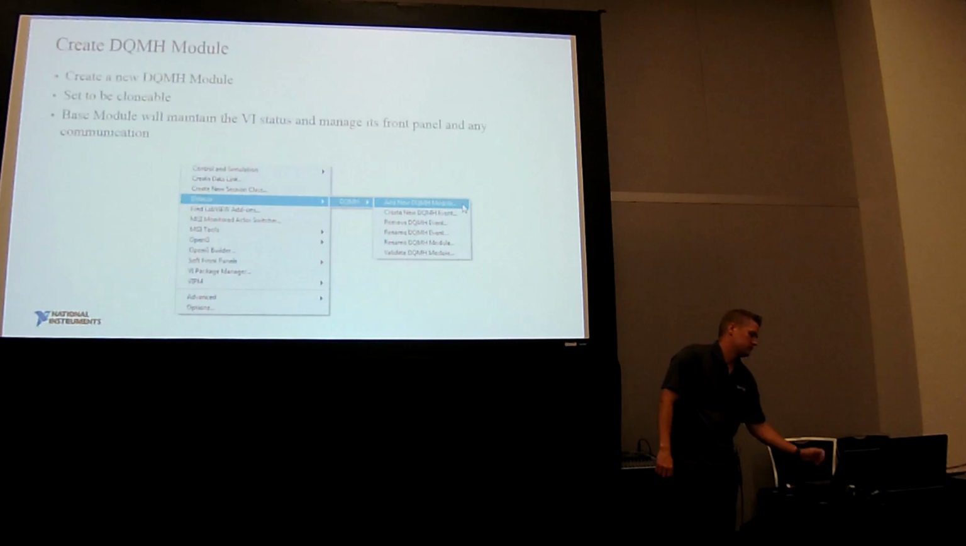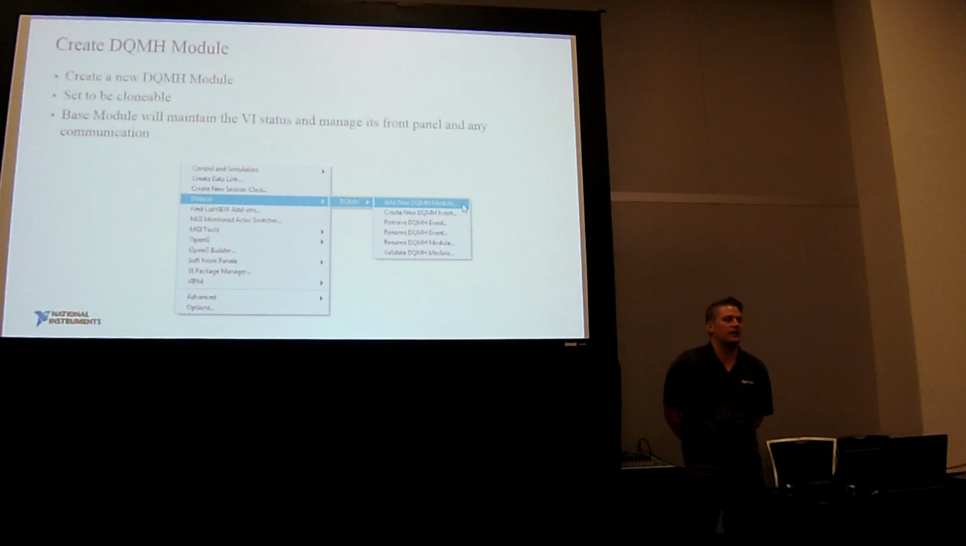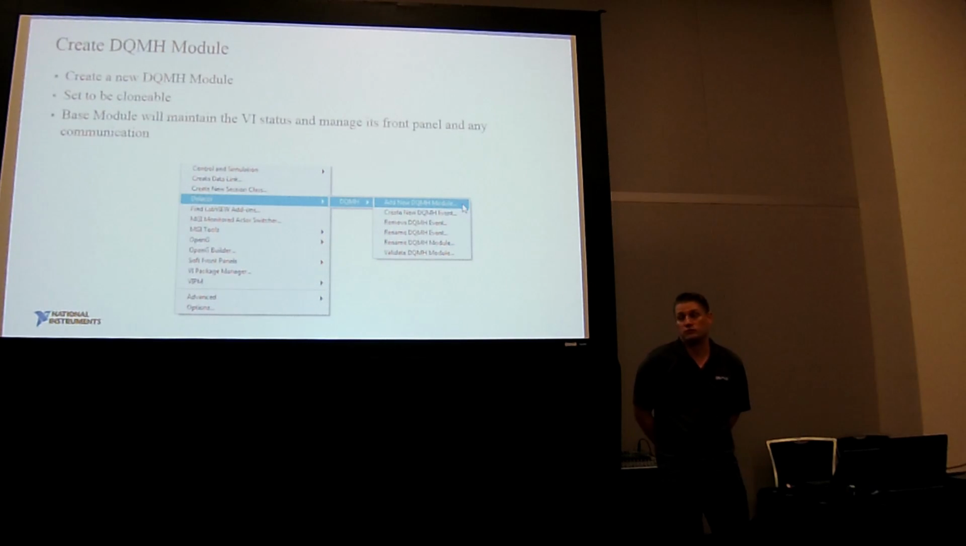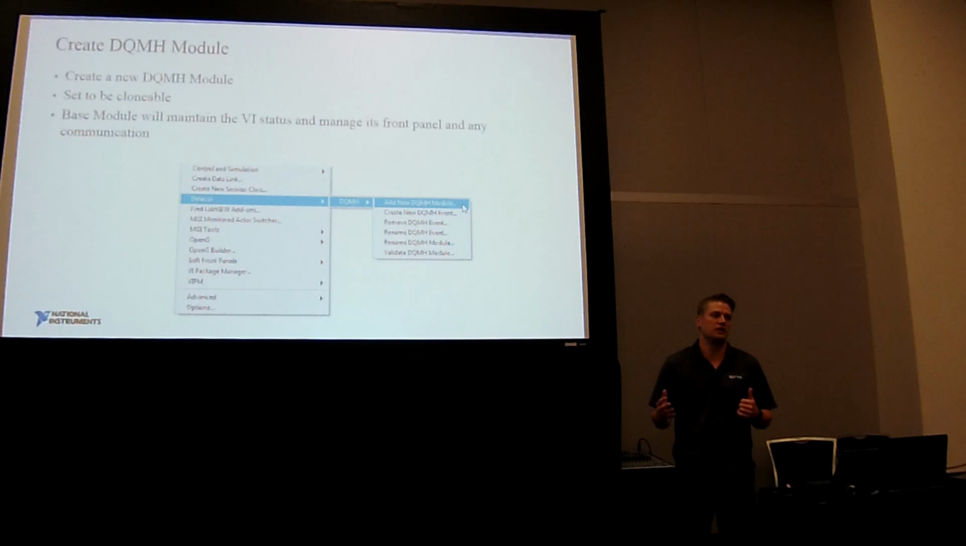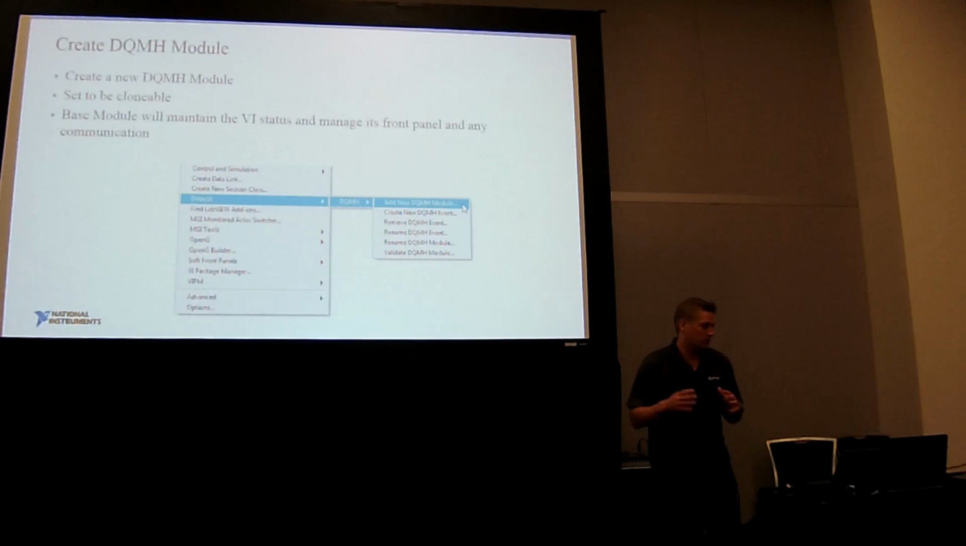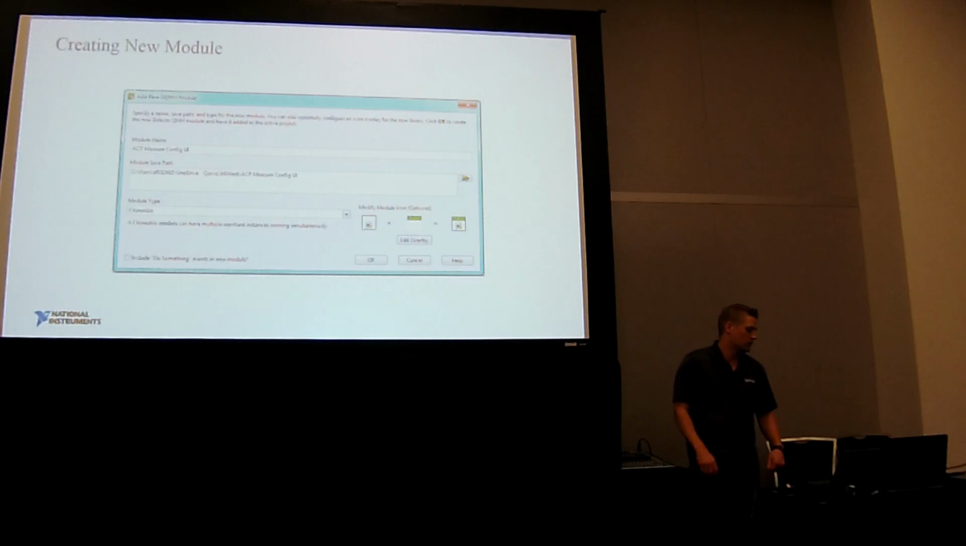So we went back and said, okay, let's go download that, install it via VI Package Manager, and get everything up and running. For those of you not familiar with DQMH, this is how you go about creating a module. You go to Tools, Delacor, DQMH, Add New DQMH Module. We wanted to set it to be clonable in this case, and then the base module itself will need to maintain the VI status and manage any sort of communication you might need. That'll be important later when we're working with this in our code.